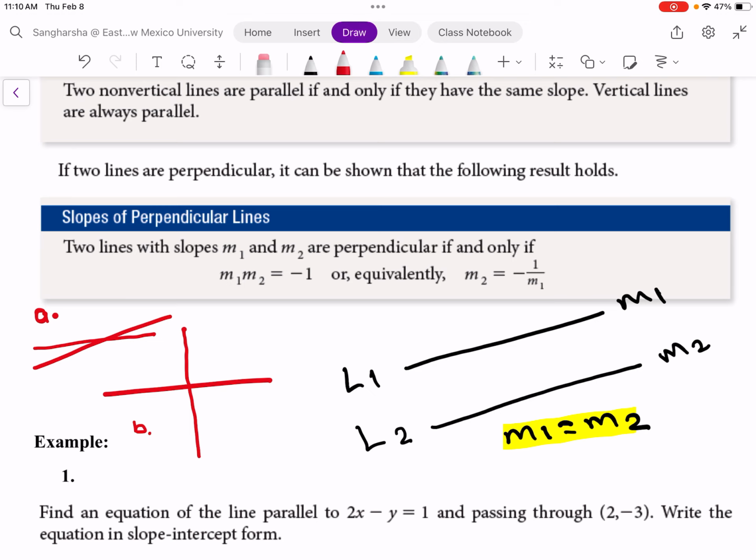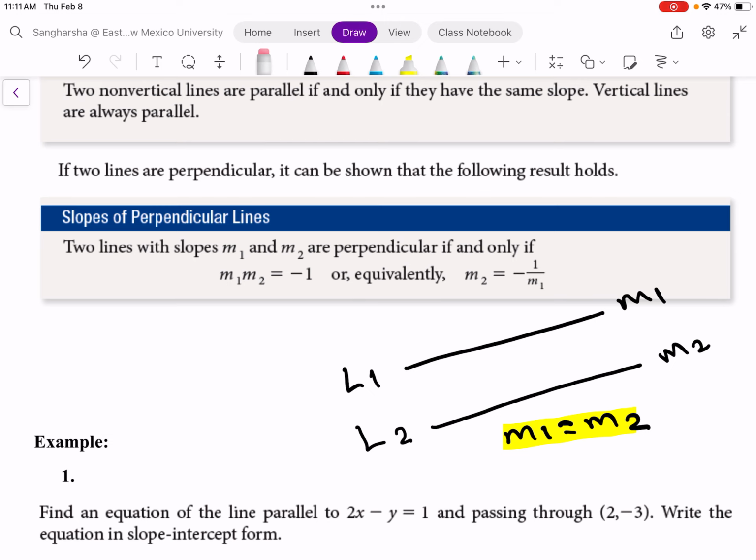Now here, in the first, this angle is not 90 degrees, but this angle is 90 degrees. So these two lines are perpendicular. If we have two lines and they are intersecting exactly at 90 degrees, then they are perpendicular.